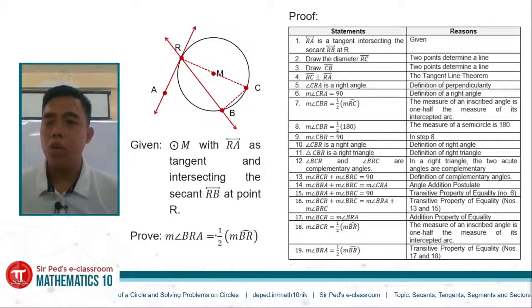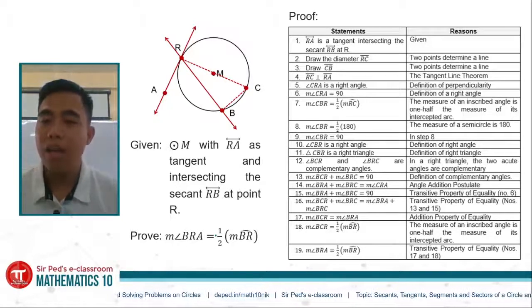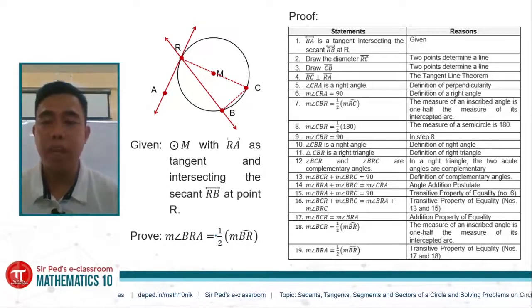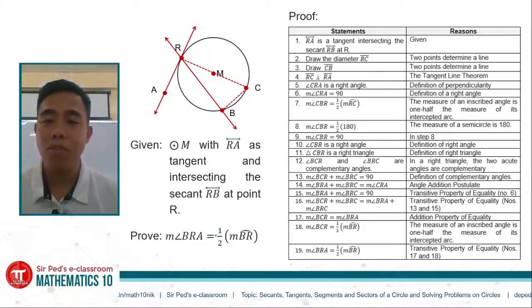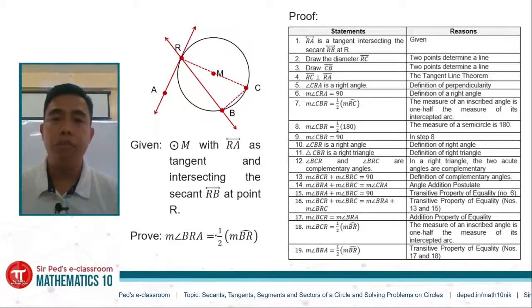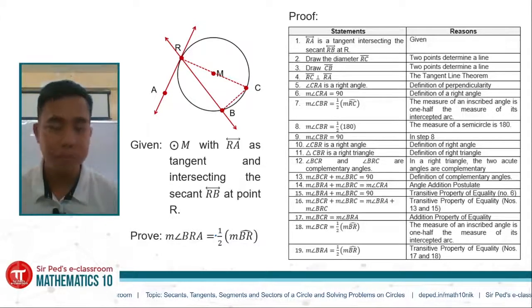Okay, so given circle M with line RA as tangent and intersecting the secant line RB at point R, we are going to prove that the measure of angle BRA is equal to 1/2 the measure of arc BR. We are going to prove this using a two-column proof. The first column are the statements and the second column are the reasons.